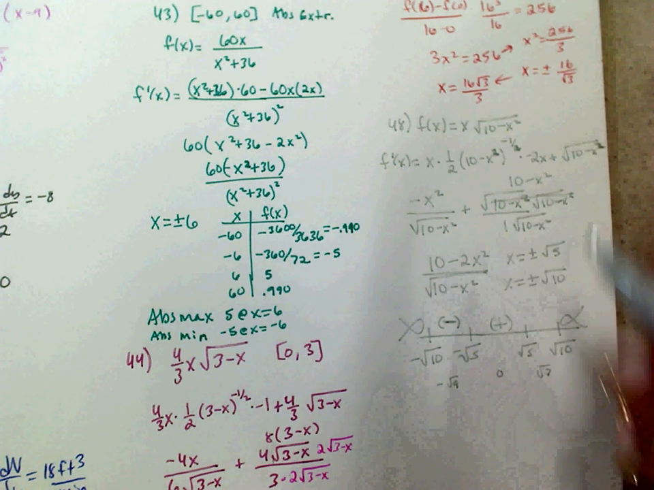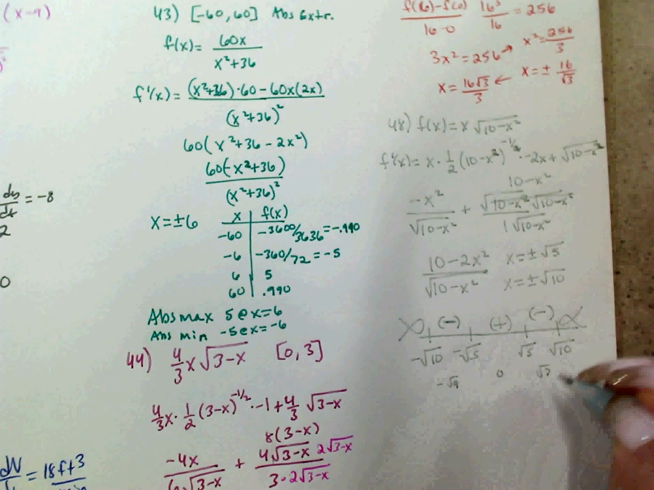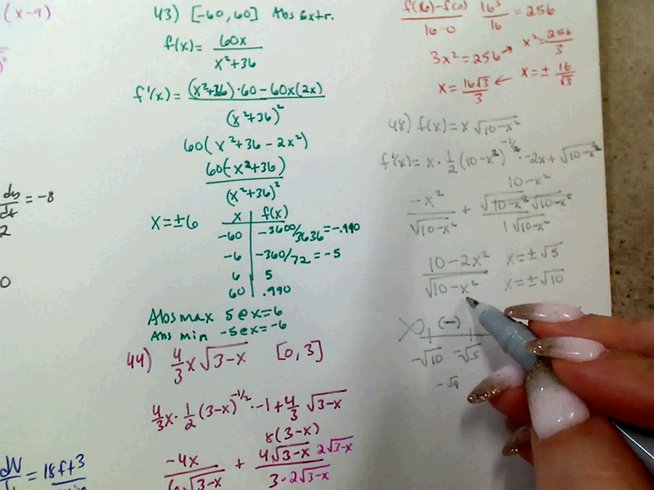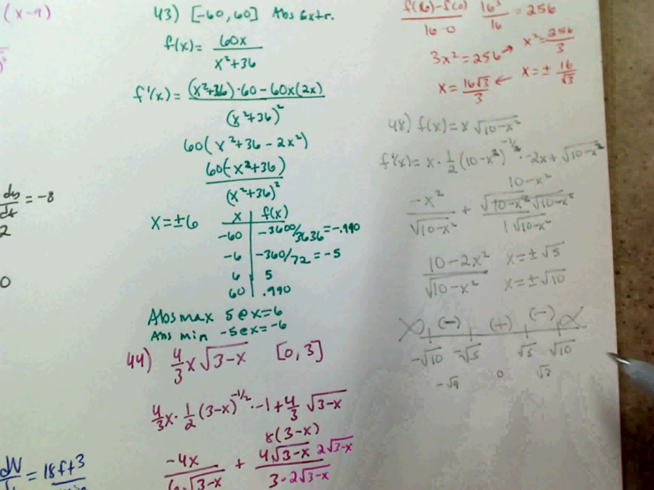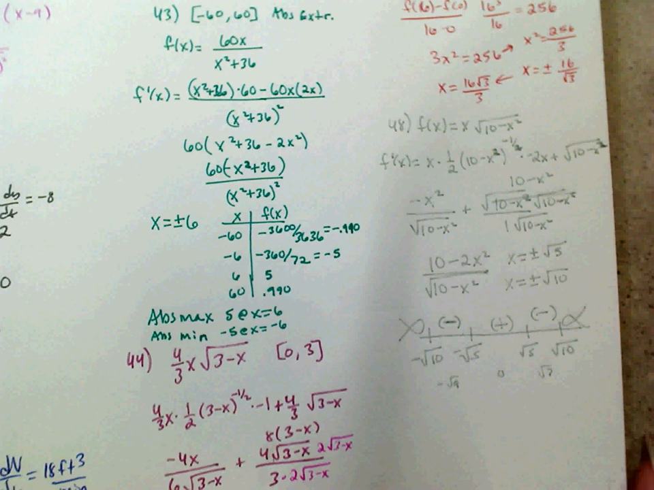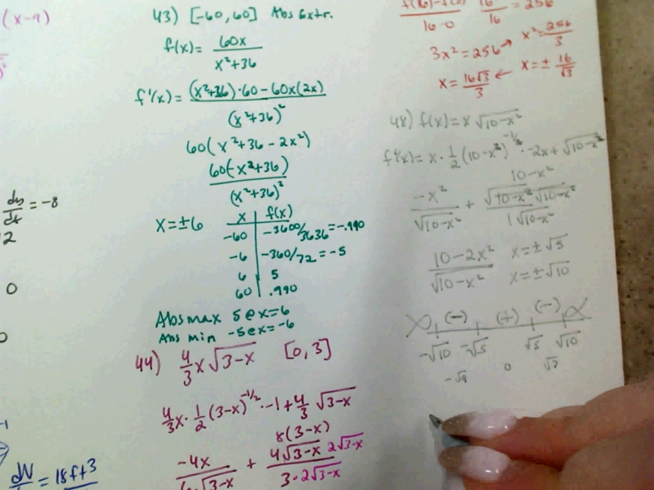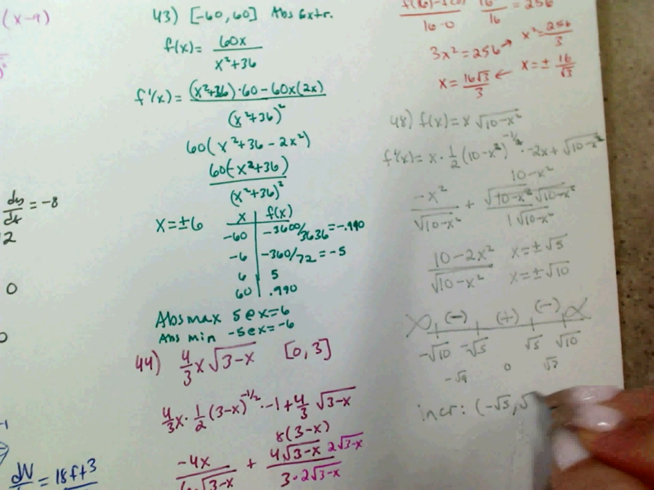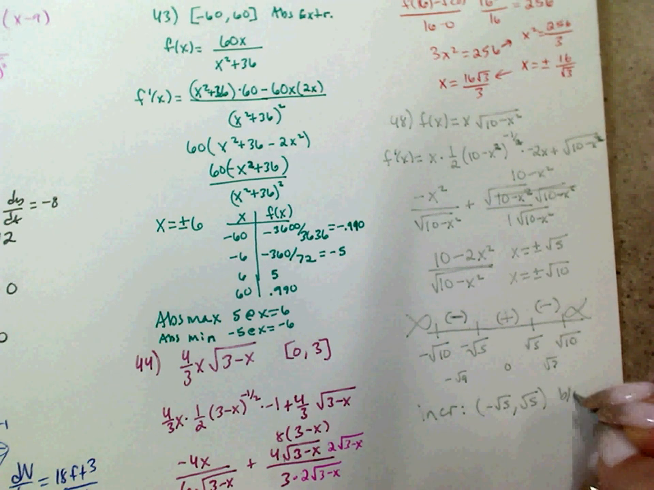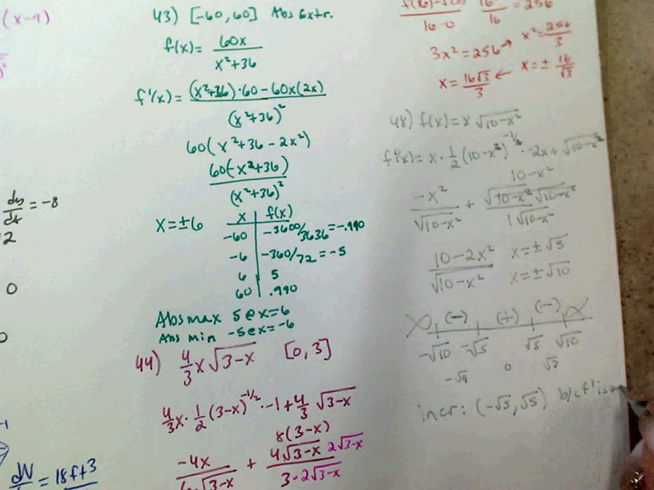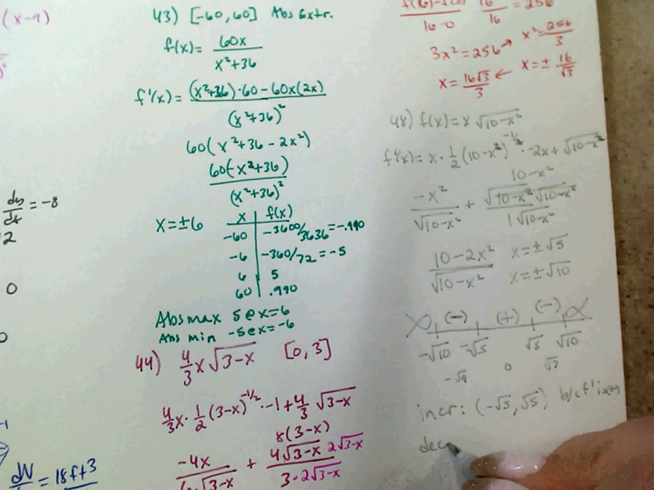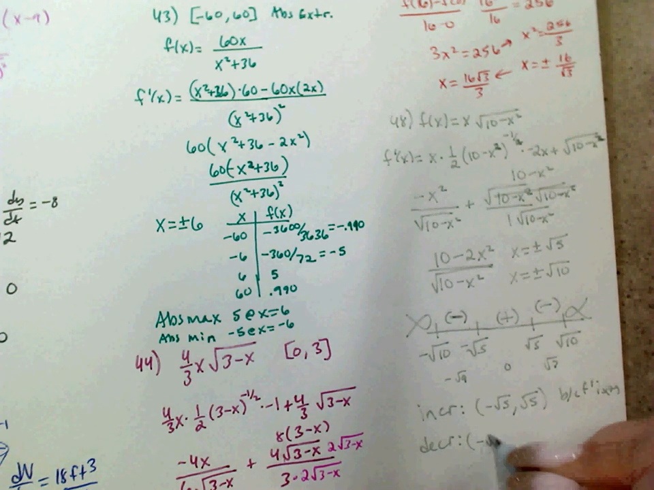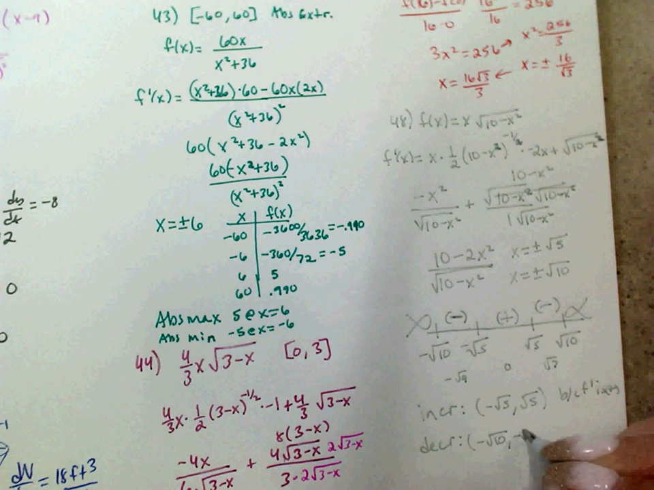Okay, so this function is increasing from negative square root of 5 to positive square root of 5 because f prime was positive. And is decreasing from negative square root of 10 to negative square root of 5 and square root of 5 to square root of 10 because f prime is negative.